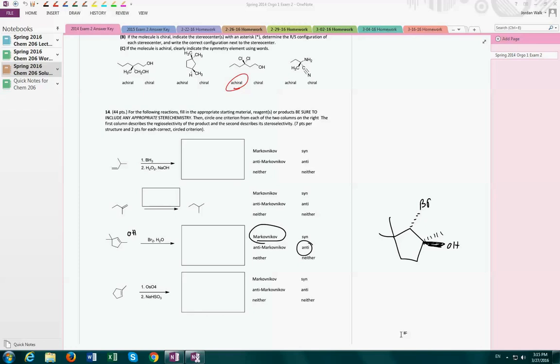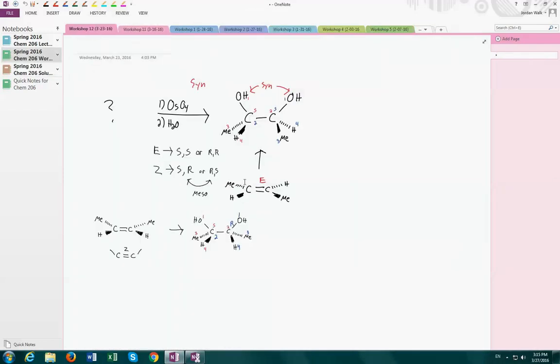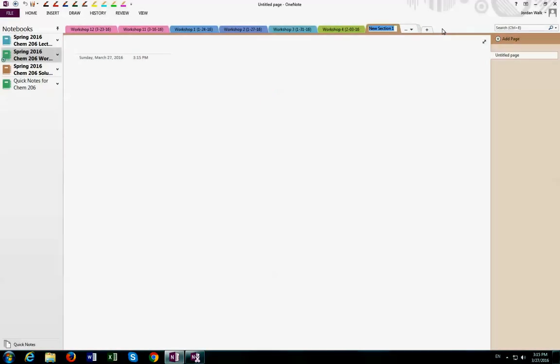All right, so we're going to do ozonolysis. You want cyclic or acyclic? Acyclic? All right, so we're going to do an acyclic ozonolysis example. This will be workshop 13. What we could have is a structure that looks, say, like this. All right, we'll use that.